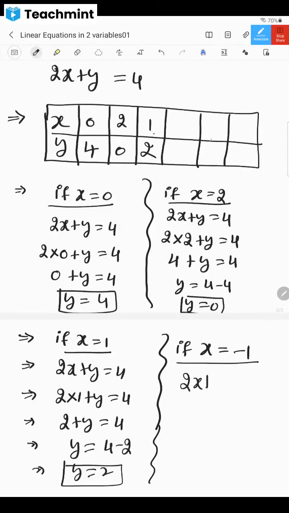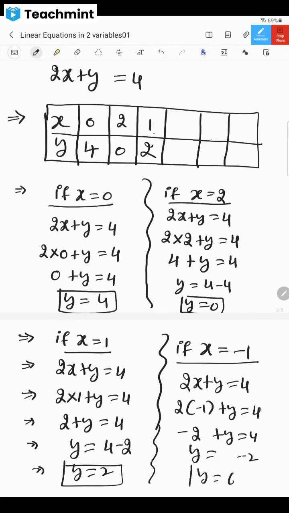The equation is 2x plus y is equal to 4. Then 2 into, or you can just use brackets. 2 bracket -1 plus y equal to 4. 2 into -1 is -2, plus y equal to 4. Don't you think y equal to 4 plus 2, and y is equal to 6, dear children? Yes, sir. So x is -1, y is equal to 6, right?